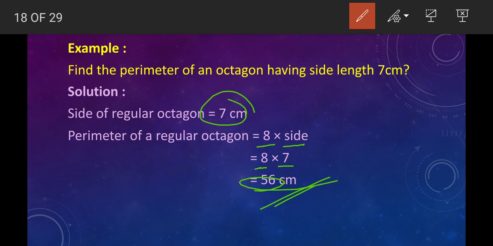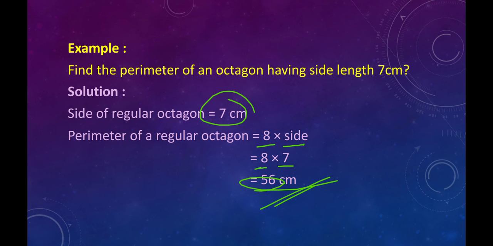So we have completed all this. That is the perimeter of different shapes, which may be regular or irregular. We can find the perimeter of all by using this formula.